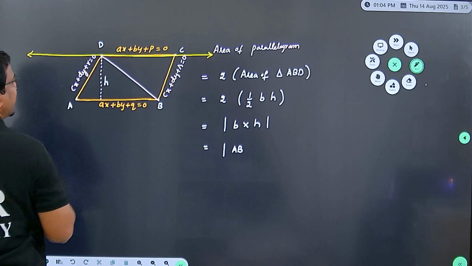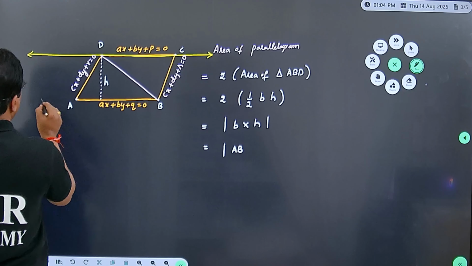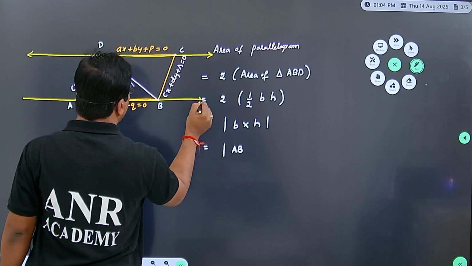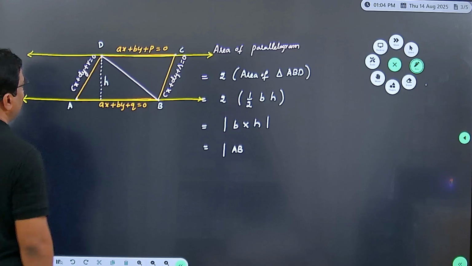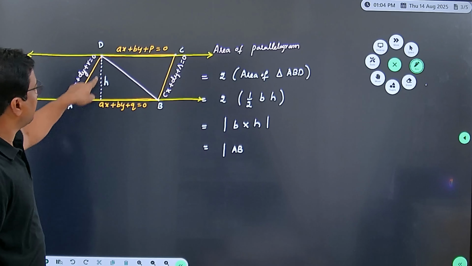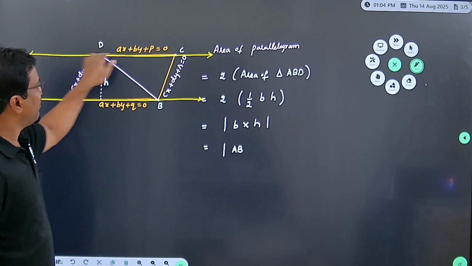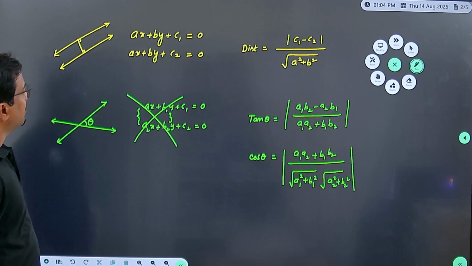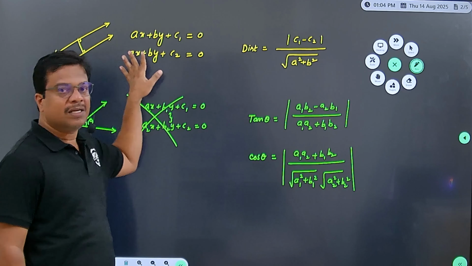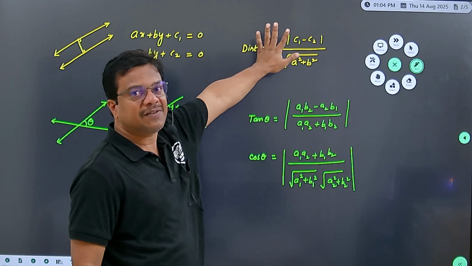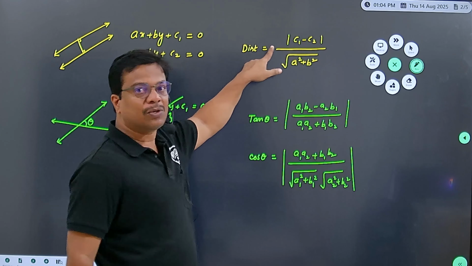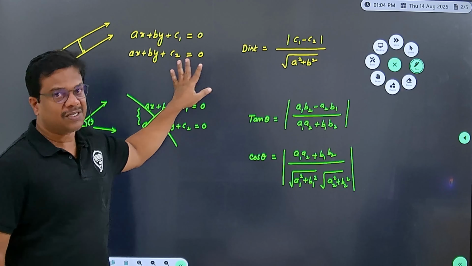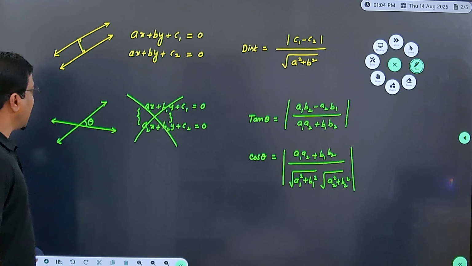This is AX plus BY plus P equal to 0, and this one AX plus BY plus Q equal to 0. And clearly this height is the distance between these two parallel lines. And we know the distance between parallel lines: in the numerator you have to write the difference of constants divided by root over the sum of squares of the coefficients of x and the coefficient of y. The same I am going to apply here.